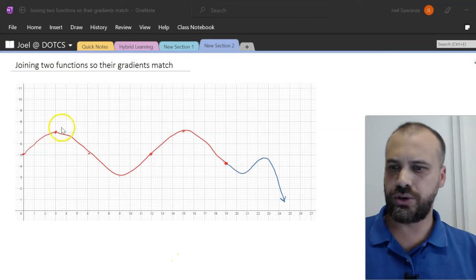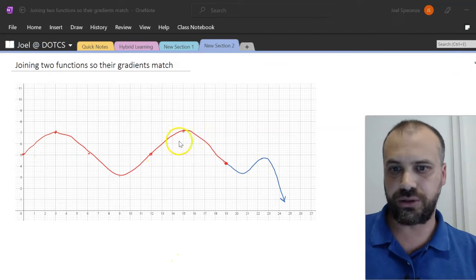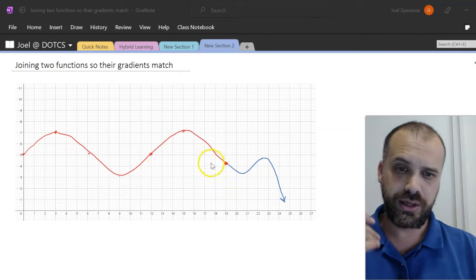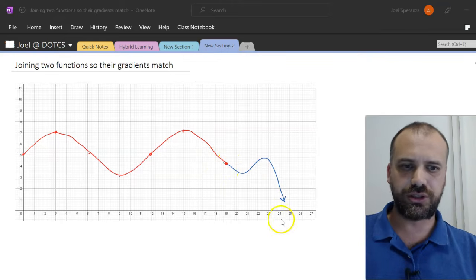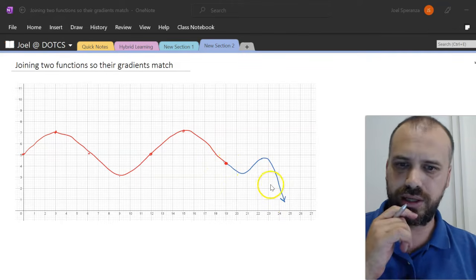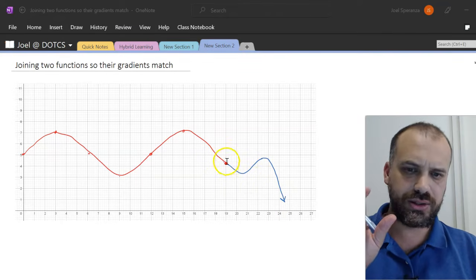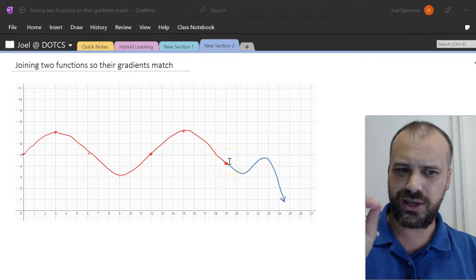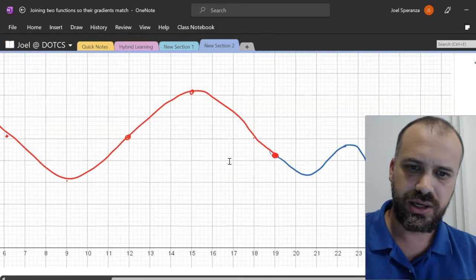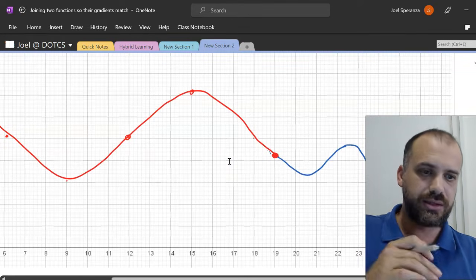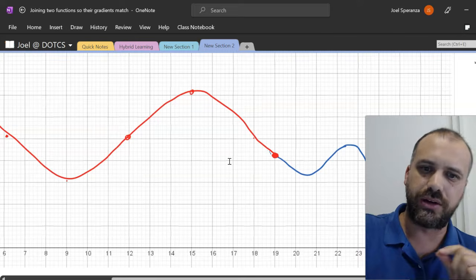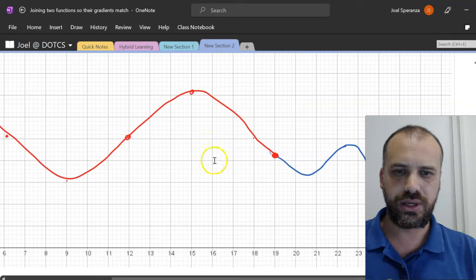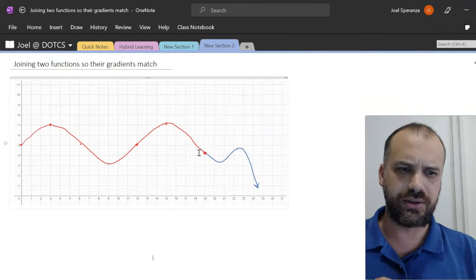So imagine that you had one function, say a trigonometric function like this red one here, and you had a cubic function like this neat little blue one right here. Let's say you wanted to connect them at a specific point and you wanted where they connect to have equal gradients. It was a smooth ride from this point to this point. How could you go about that?